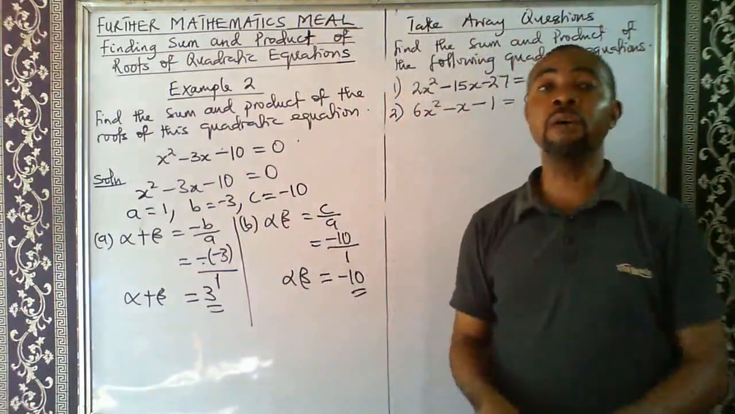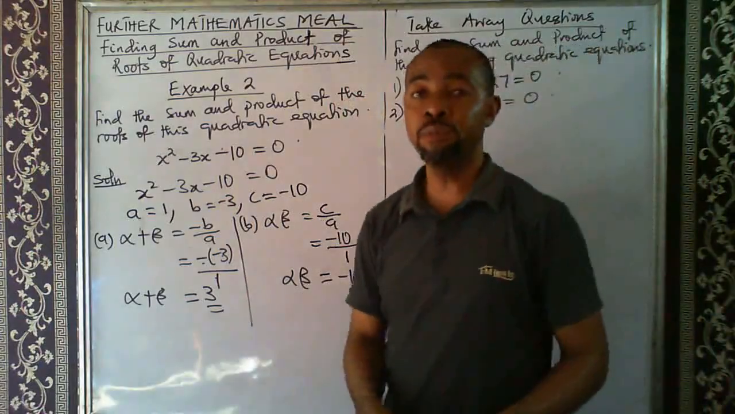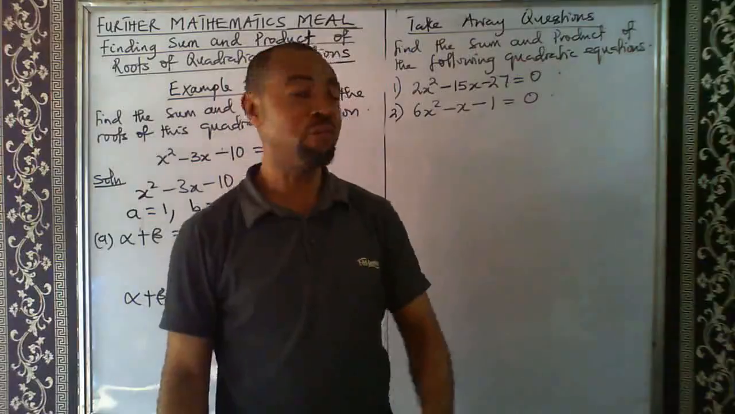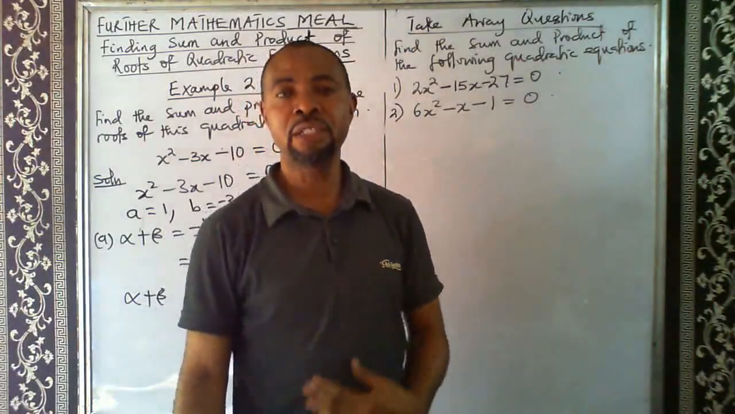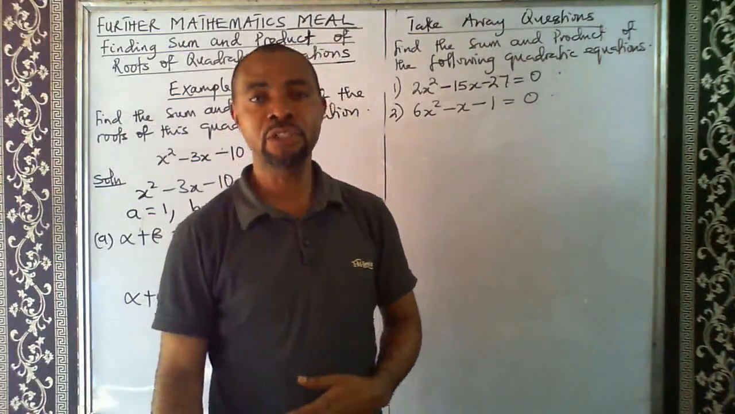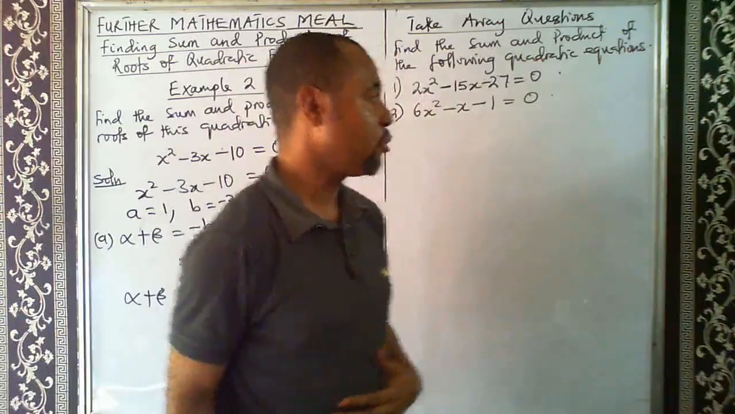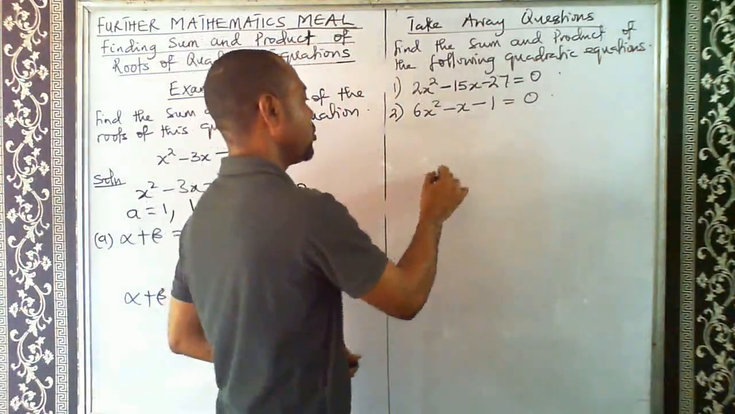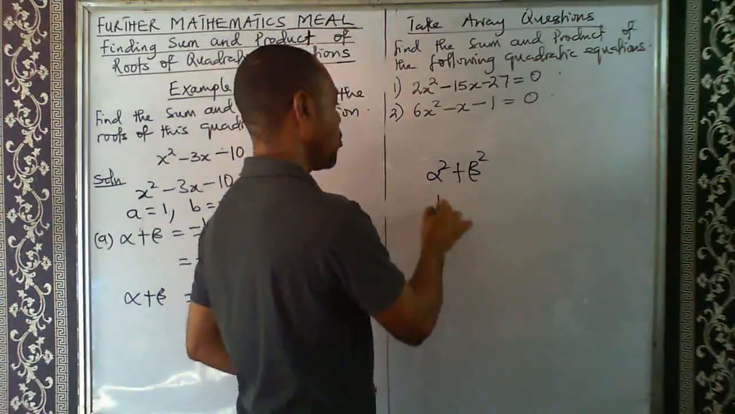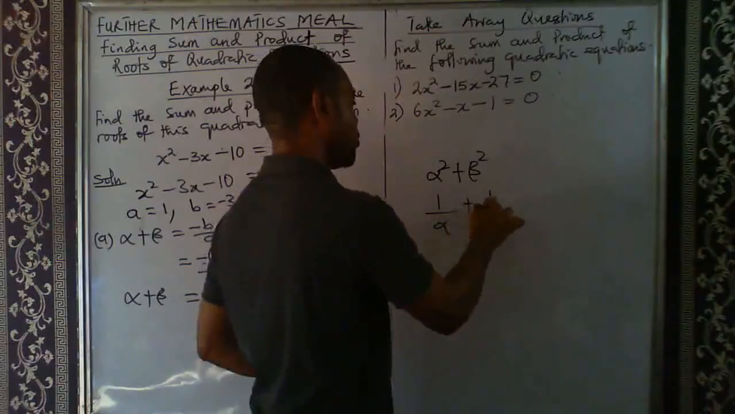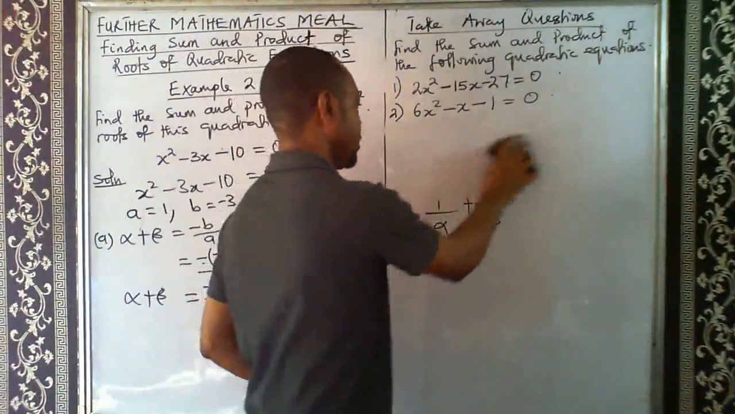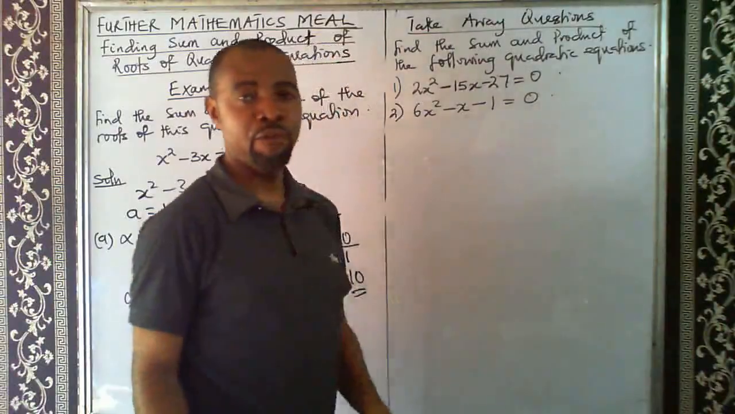When we return in our next video, our interest will be how we can actually simplify expressions involving roots. We are going to look at how we can simplify expressions involving roots of an equation. Maybe you may be asked to simplify alpha squared beta squared, 1 over alpha plus 1 over beta. So we are going to see the principle of simplifying expressions involving roots.